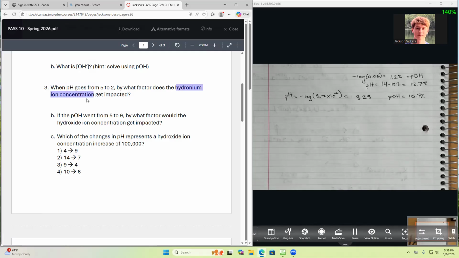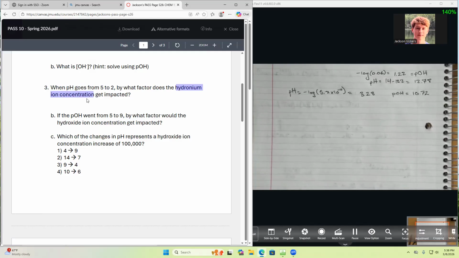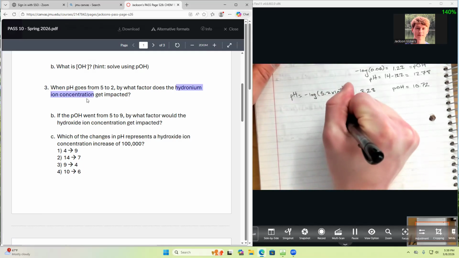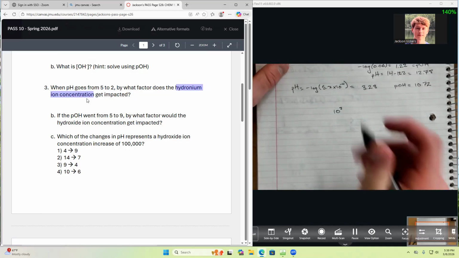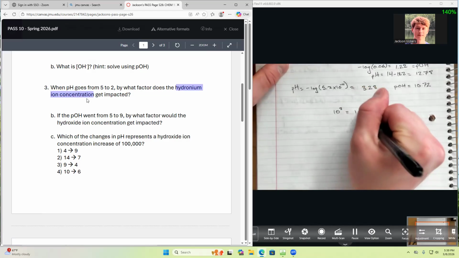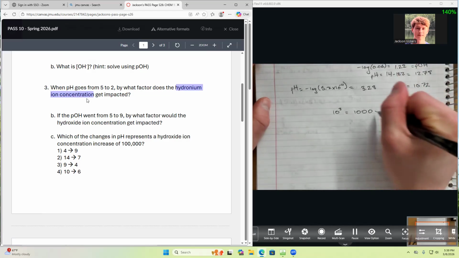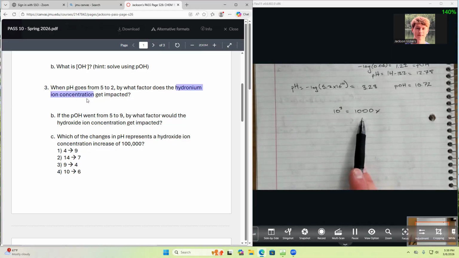Now we need to figure out what the factor is. And again, it's always a factor of 10 for each step you take. So going from 5 to 2, there are 3 numbers in between. The way you solve this one is 10 to the power of 3 is the factor that it's being impacted by. So we know that that's 1,000. So the answer here is basically saying the hydronium ion concentration is being increased by a factor of 1,000.